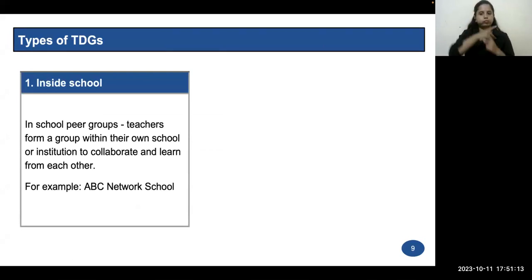For instance, one such teacher development group was established in ABC Network School, where the primary school teachers, 4 to 5 in number, came together and established their own school peer group. They used to meet regularly in weekly meetings, and the meetings used to last for 45 to 50 minutes, and they used to share their best practices and collaborate with each other. You can also, for your professional development opportunities, establish such school peer groups in your own school.